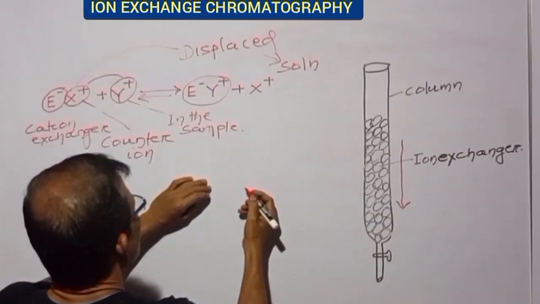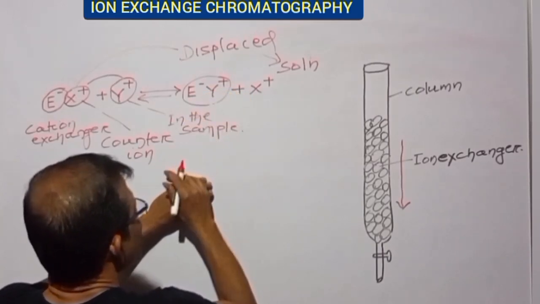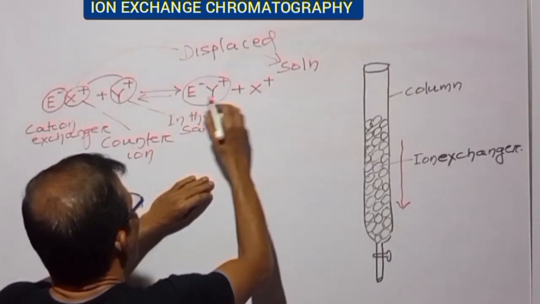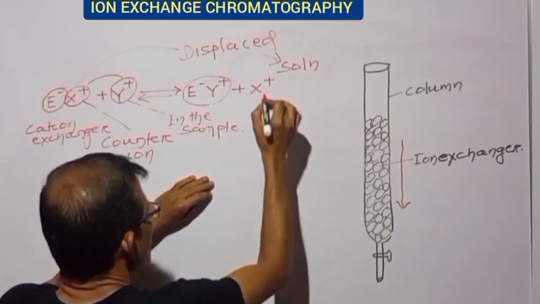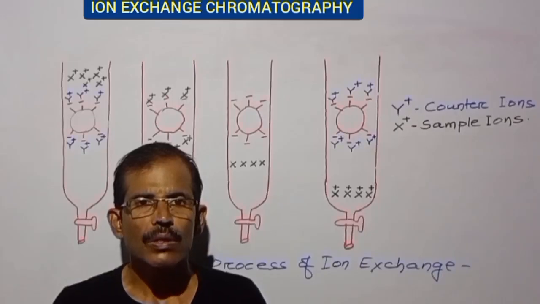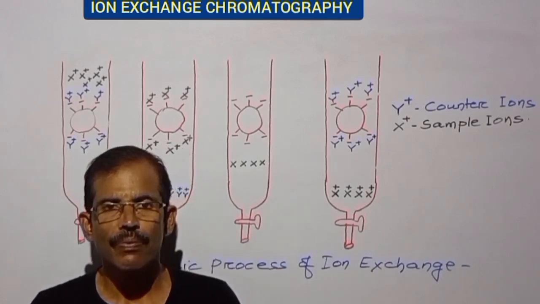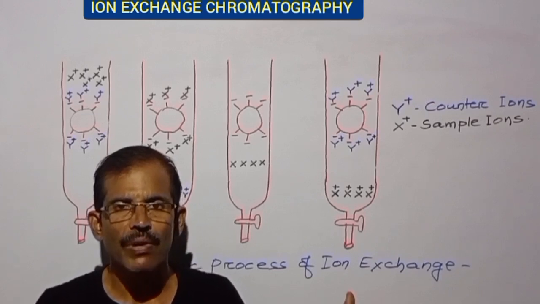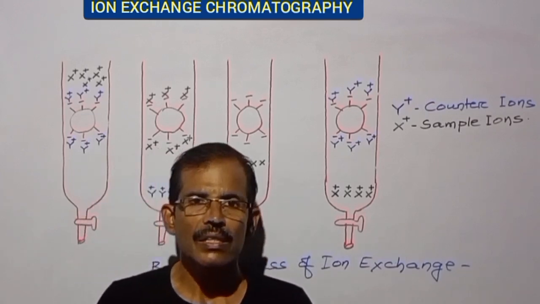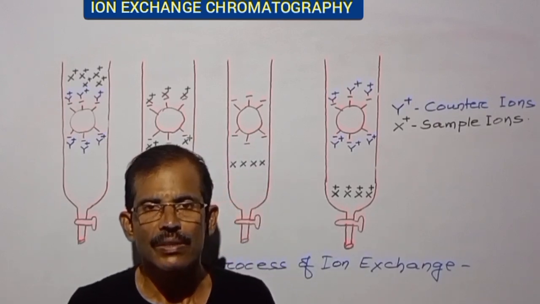Because of this exchange, the charged compound will bind with the exchanger and the counter ions will be displaced and will be present in the solution. Like other chromatographic techniques, ion exchange chromatography also involves the use of two immiscible phases. One is the stationary phase and the other is the mobile phase.